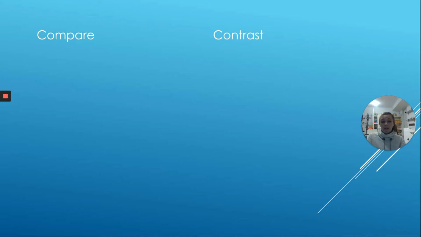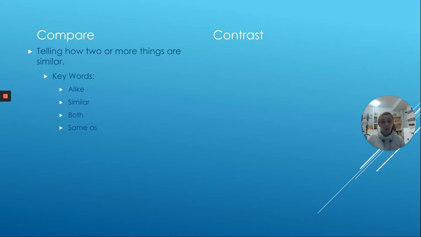Okay, so when we compare, there's some things that you need to look for, those keywords, just like we learned with chronological order and cause and effect. When we're comparing, we're telling how two or more things are similar to each other. So those words are going to be things like alike, similar, both, or same as. Pretty easy to find. Both boys are short, or both girls have long hair. They are alike because they are girls. When we're using those keywords, that's how we know that they are comparing. Now, comparing is only telling how the things are alike.